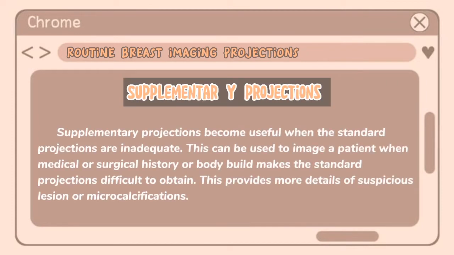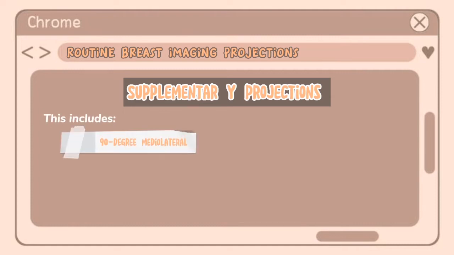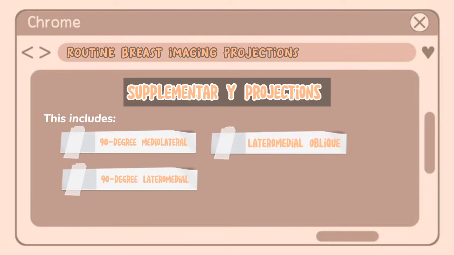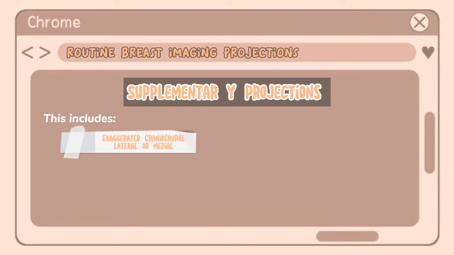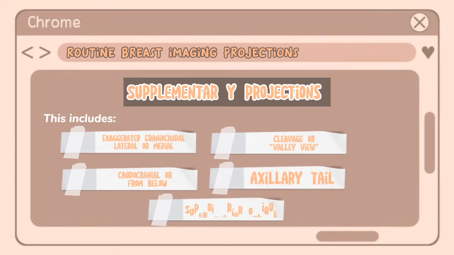Supplementary projections become useful when the standard projections are inadequate. They can be used to image a patient when medical or surgical history or body build makes the standard projections difficult to obtain. They also provide more detail of a suspicious lesion or microcalcifications. This includes 90-degree medial lateral, 90-degree lateromedial, lateromedial oblique, tangential projection, exaggerated craniocaudal lateral or medial, caudocranial or from below, cleavage or valley view, axillary tail, superoinferior oblique.